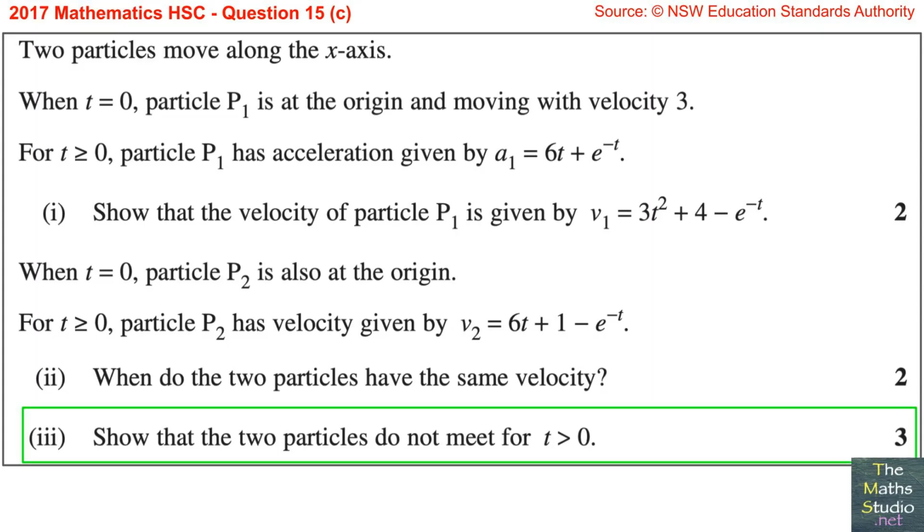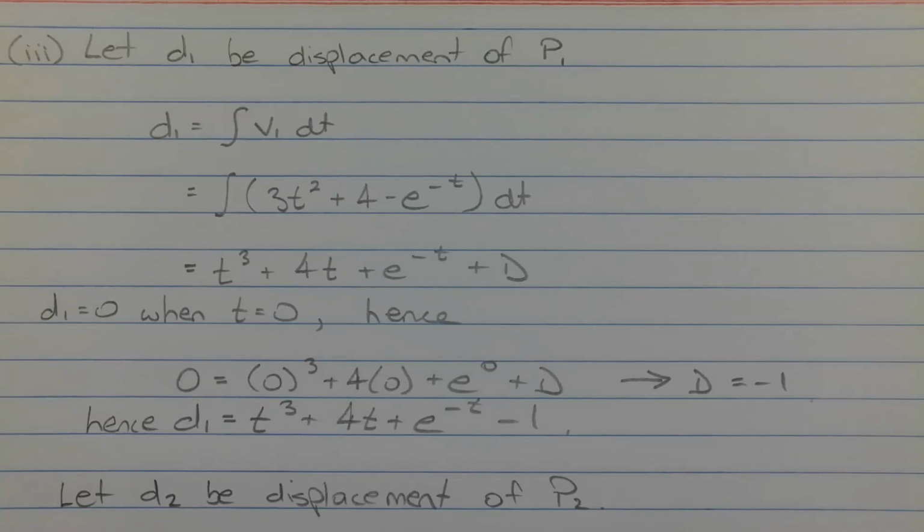Part 3. Show that the two particles do not meet for t greater than 0. In order to show that the two particles do not meet for t greater than 0, we need to show that the difference between their displacements is always greater than 0 for t greater than 0. So let's find the displacement equations for particles P1 and P2 and then consider the difference between those displacements.